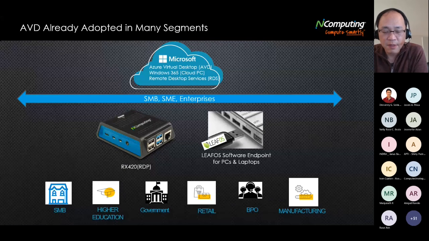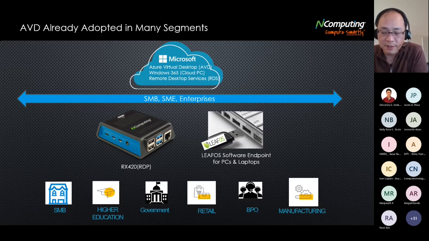BPO companies also start to use our thin client to ship out to their agents, because the form factor is like a deck of cards. It's very small, so shipping is very inexpensive. The other option is they ship a USB pen drive with LeafOS. The agent can use their own PC laptop, plug in the USB thumb drive, and it will boot into a secure LeafOS computing environment. From there, they can go to AVD.